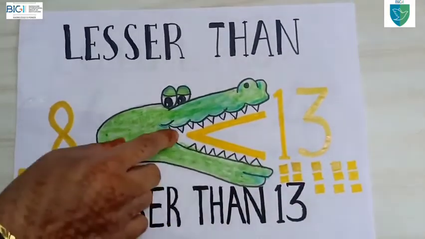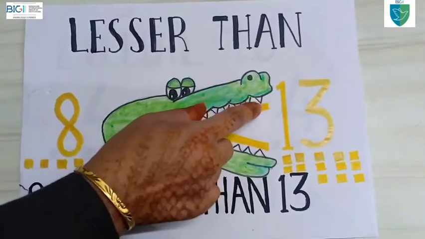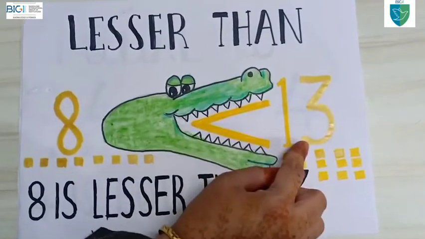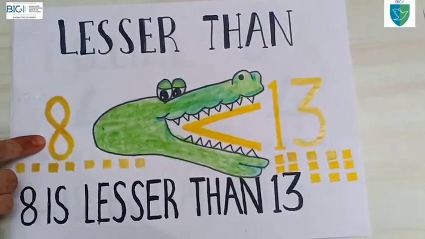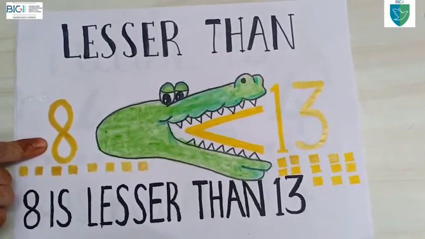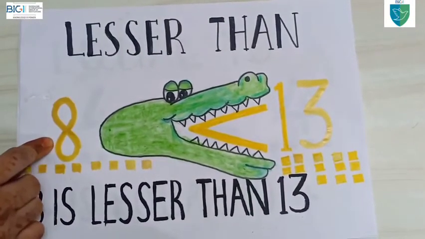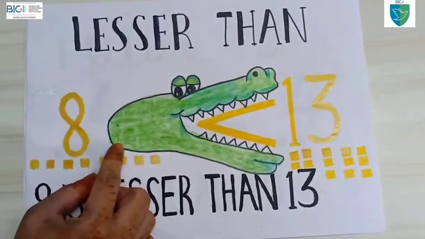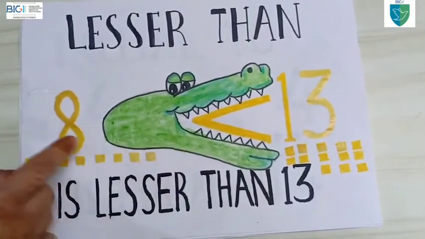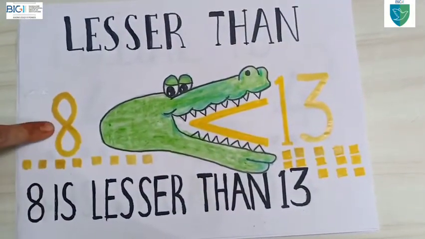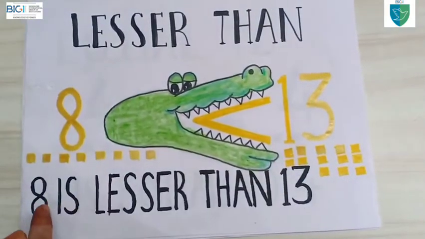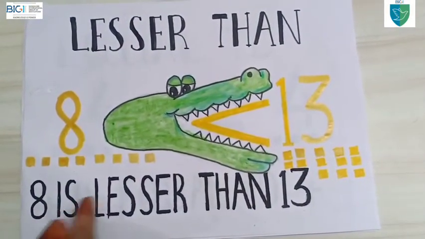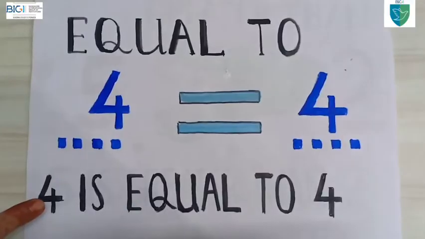So the open mouth of the crocodile is turning towards number 13, while the closed mouth is showing to the lesser number, number 8. Can you see this, children? The closed end of the symbol is facing towards number 8, which is lesser than 13. How do we read this? 8 is lesser than 13.